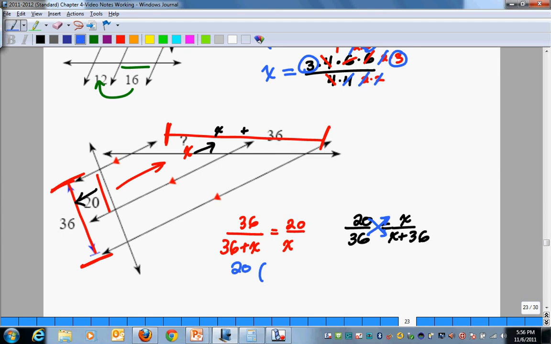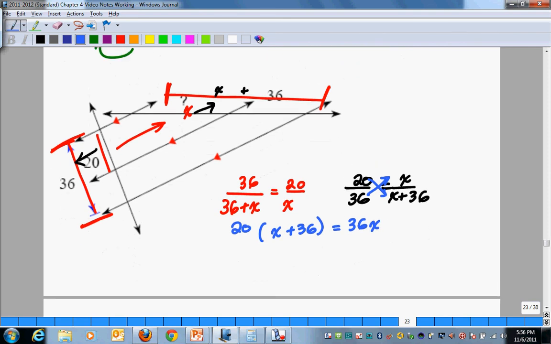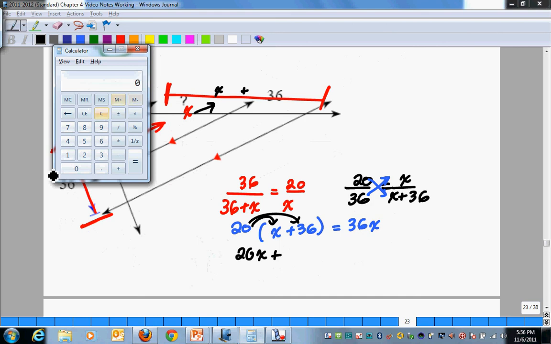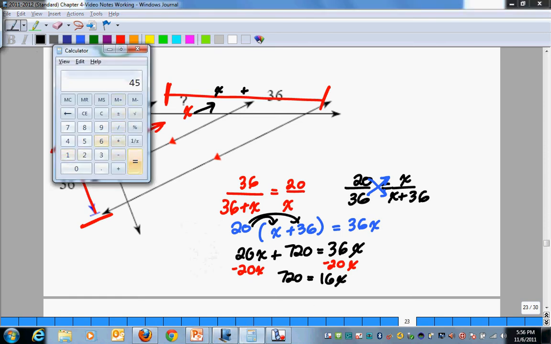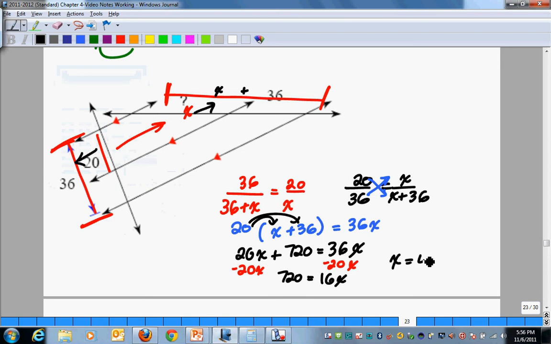We're going to have 20 times x plus 36 equals 36x. We have 20x plus 720 equals 36x. Minus 20x both sides. I have 720 equals 16x. Get x equals 45.